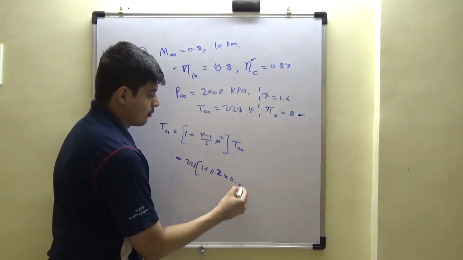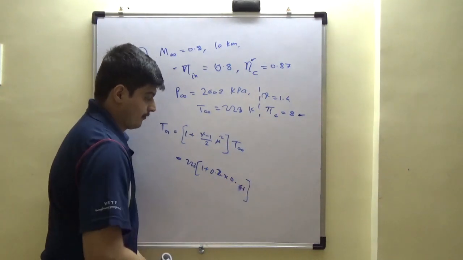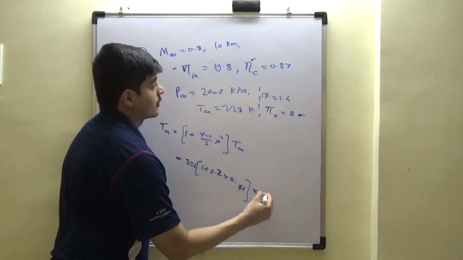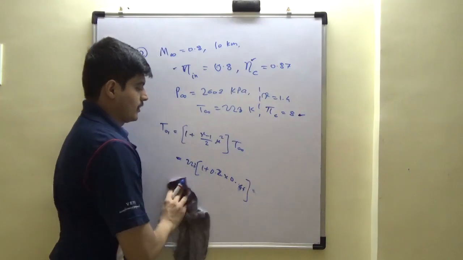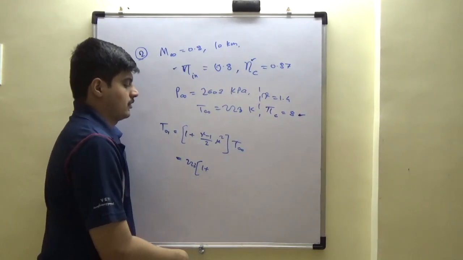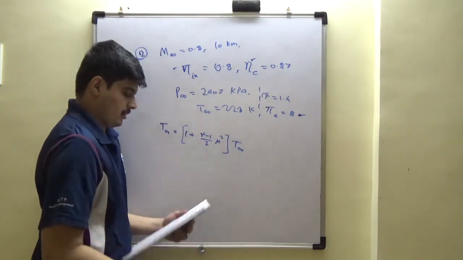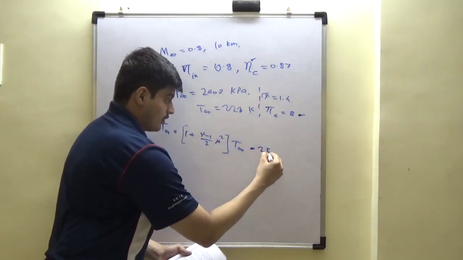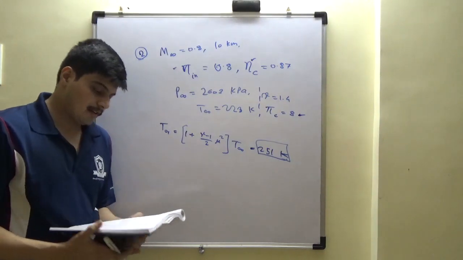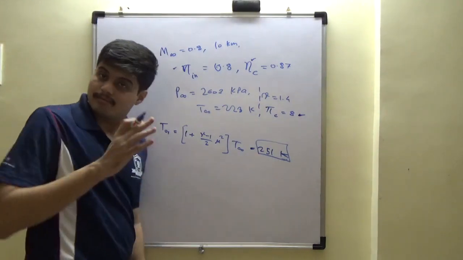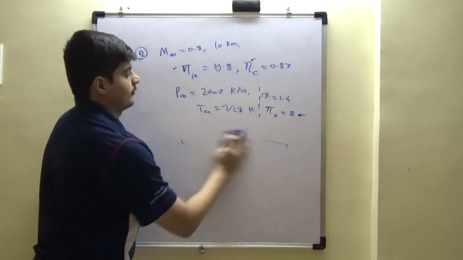1.4 minus 1 is 0.4, by 2 is 0.2. 0.8 square is 0.64 times T infinity, which is 223. We have already taken it here, right? So this is 1.128. On multiplication, you would get this 251 Kelvin. This is the diffuser exit and inlet of the compressor. There is hardly a loss in between. The staging is assumed to be smooth. So we got one answer.